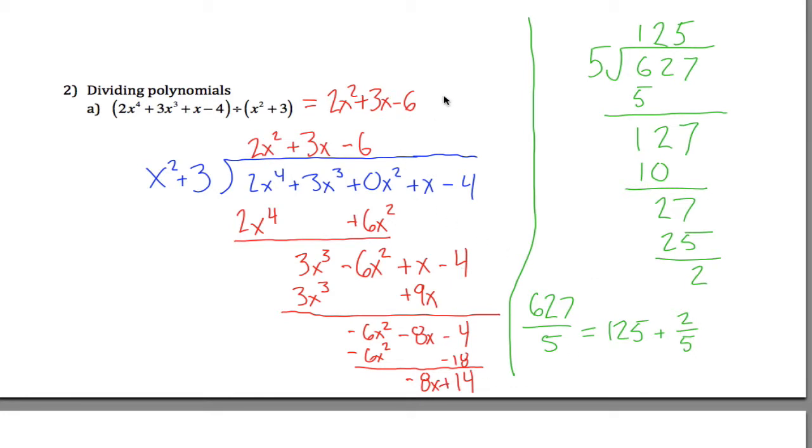So instead of 2/5 is my remainder, I got negative 8x plus 14 divided by x squared plus 3 is my remainder. Right, I take the number down here that's my remainder, the 2, and I divide it by the number on the outside here, the 5. Sorry, that got kind of squeezed in, but that right there is your final answer.